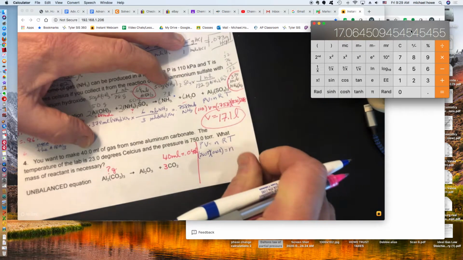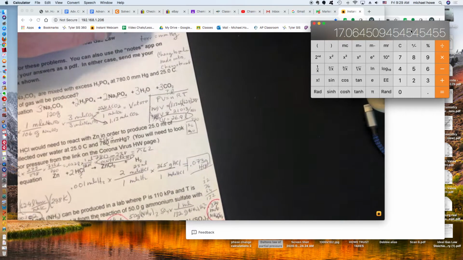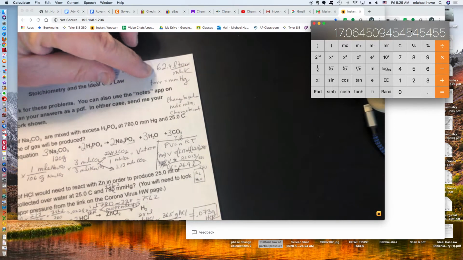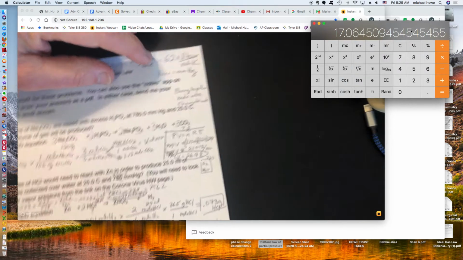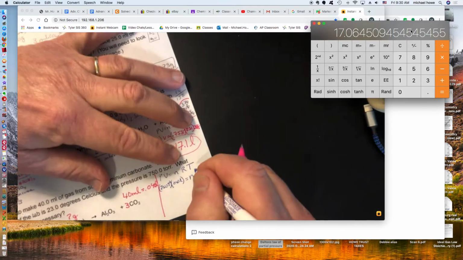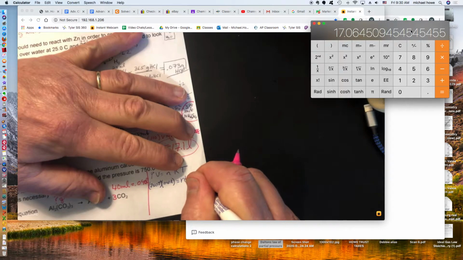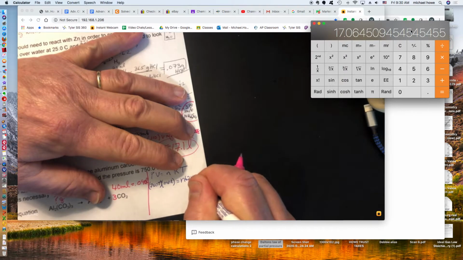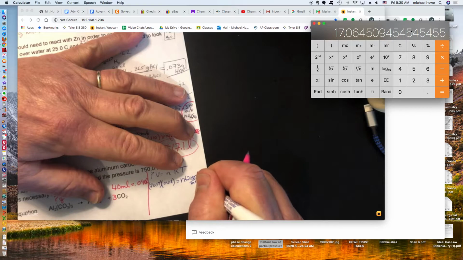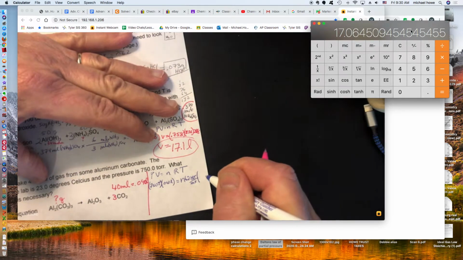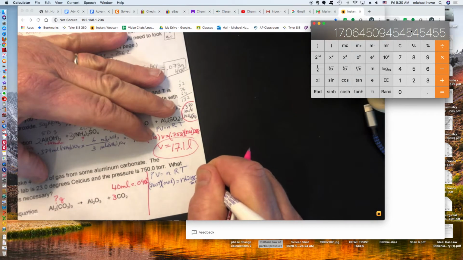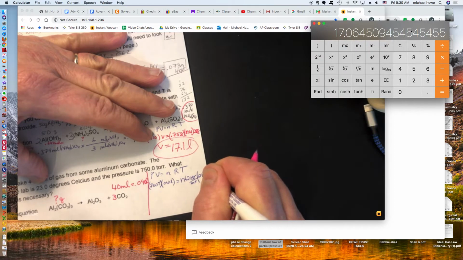The R value that we would use in this case, since it's torr, we'd go back up here and use that number, 62.4 liter torr per mole Kelvin. So that number is 62.4 L·T/(mol·K), just for lack of space. And the temperature is 23, it'll be 296 Kelvin. You have to add 273.